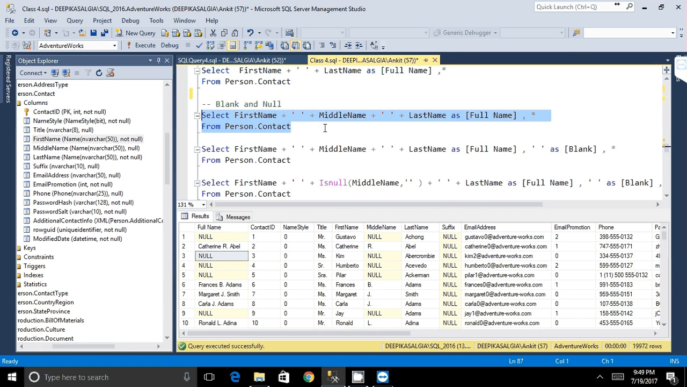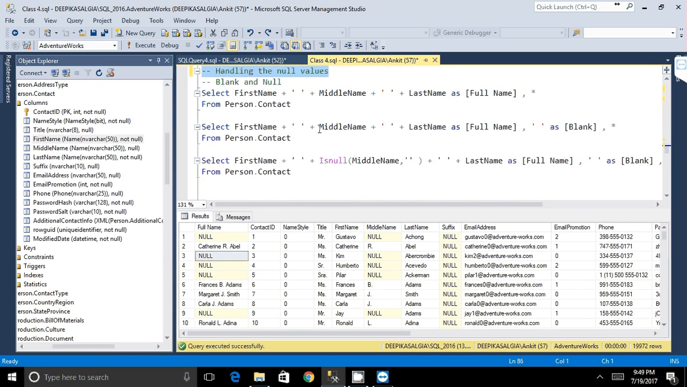Okay, so what I'm going to do is handle the null in my database. Handling the null: in the middle name, I'm going to check, is my middle name null? If it's null, replace it with the blank. So we're going to check if the value is null for the middle name, and replace it with blank.